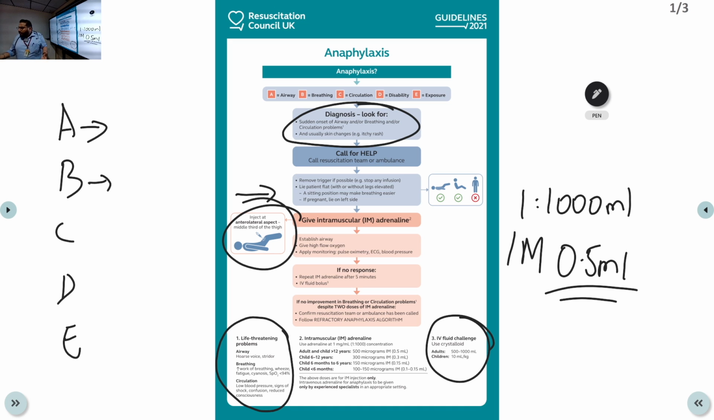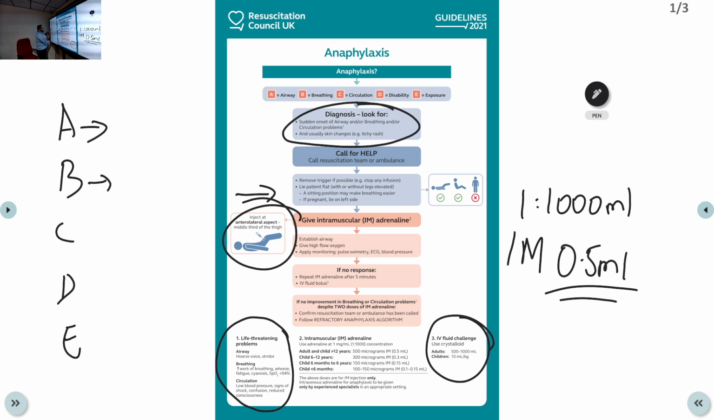Circulation, again hypotension, signs of shock, elevated CRT, capillary refilling time. These are all the signs that this patient is having a life-threatening anaphylaxis. So these are the life-threatening signs that you need to remember. So again, coming down here, these are the different doses that you need to remember.